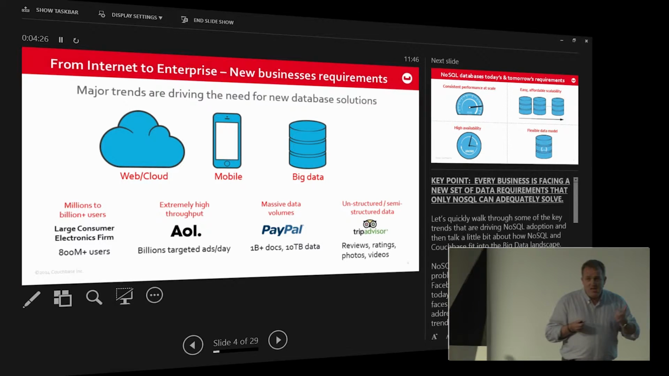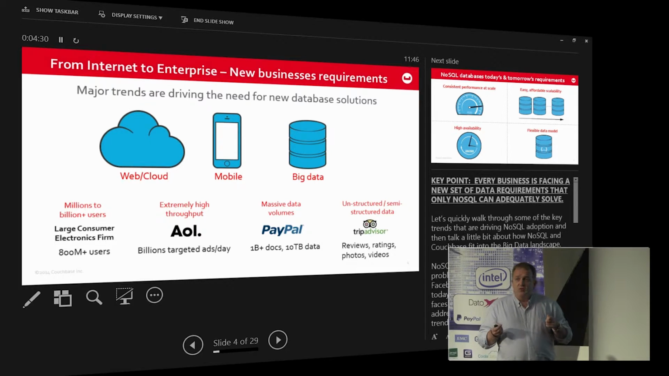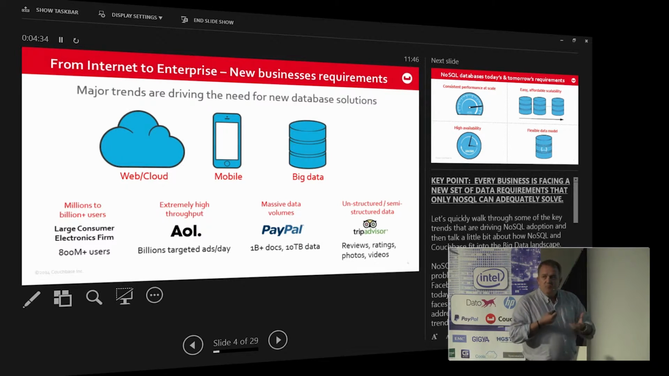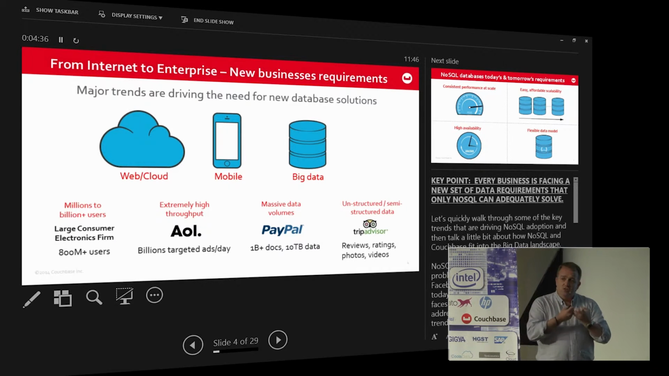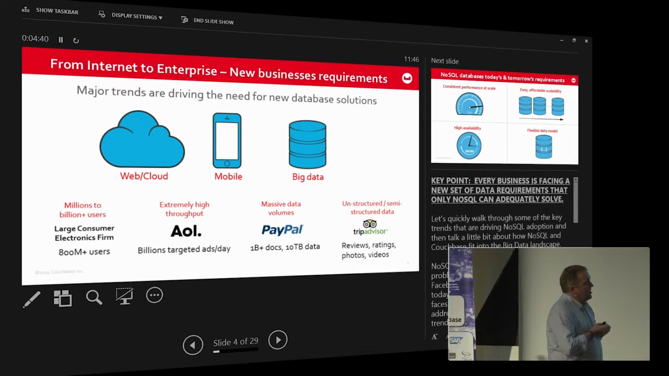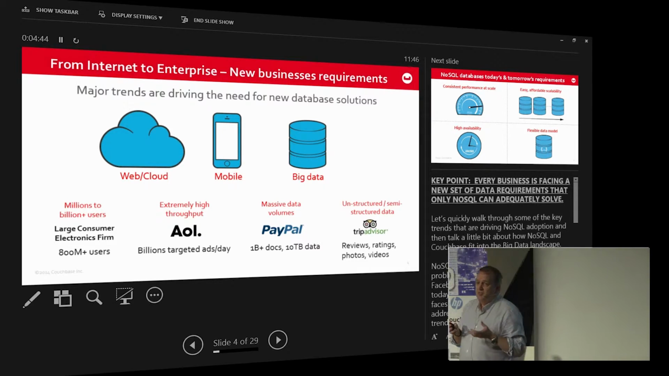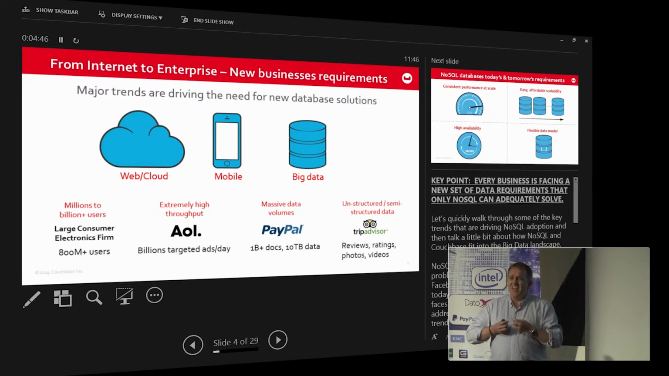Massive data volumes: PayPal, they're actually speaking, I think, after me. They're a customer of ours. They have a huge amount of data, and they take it all in, process it, use the real-time data with us, and then pass the rest off to Hadoop for batch. And then from an unstructured scenario, TripAdvisor, another really interesting customer of ours, because they're storing everything.